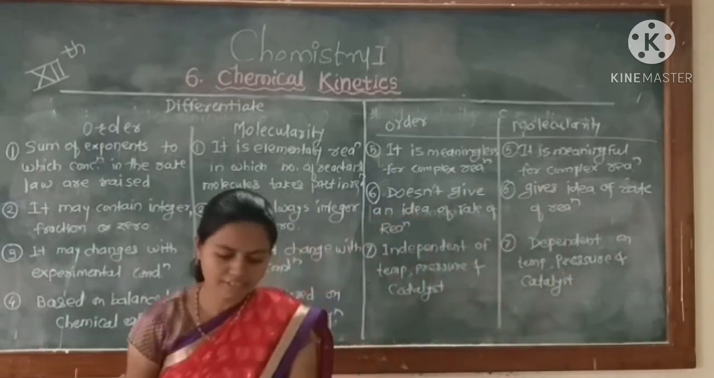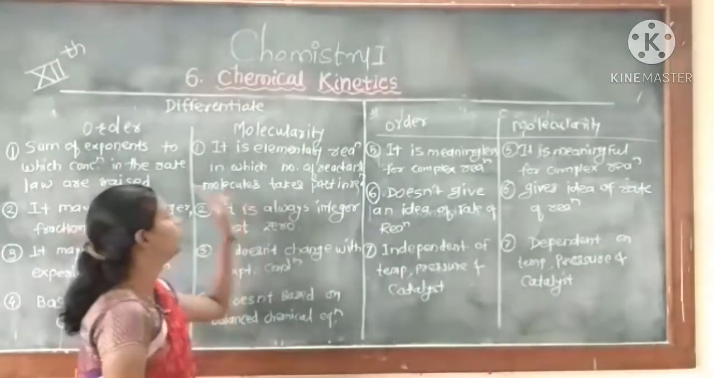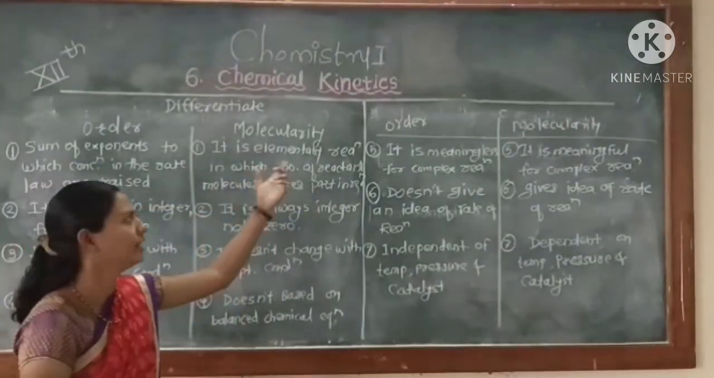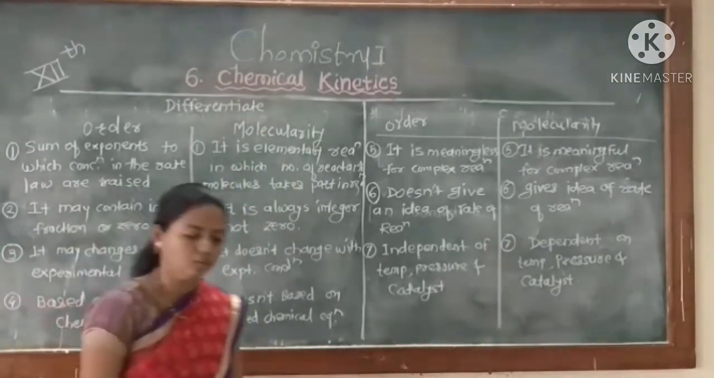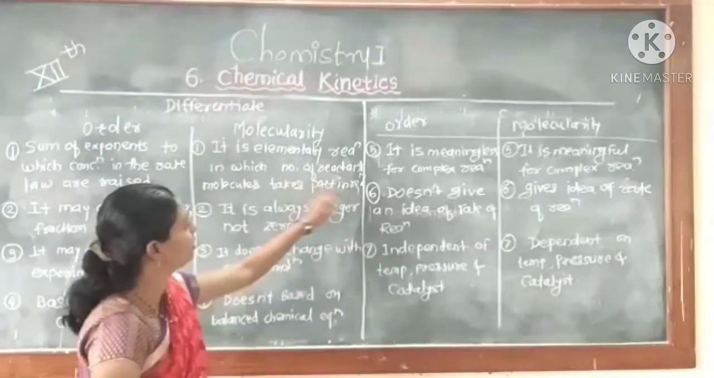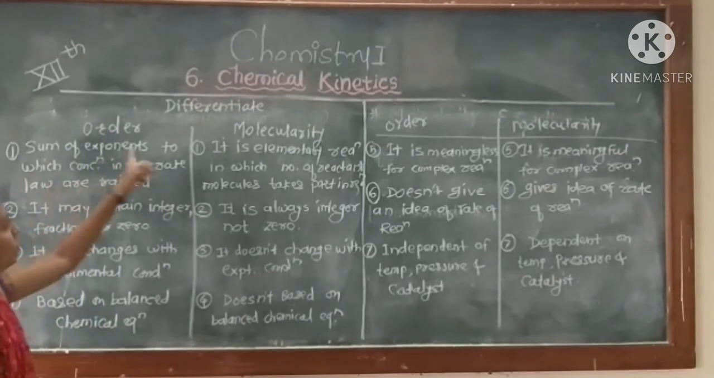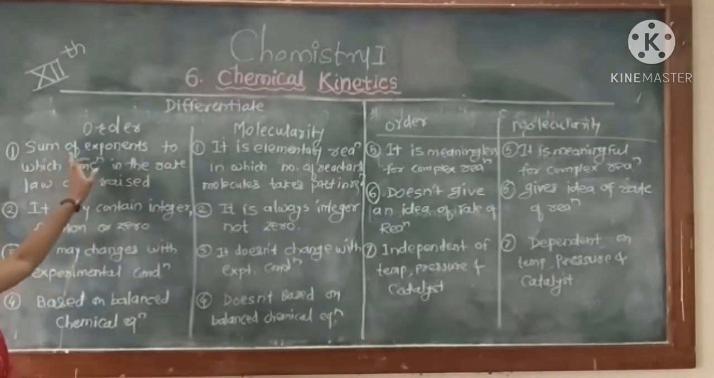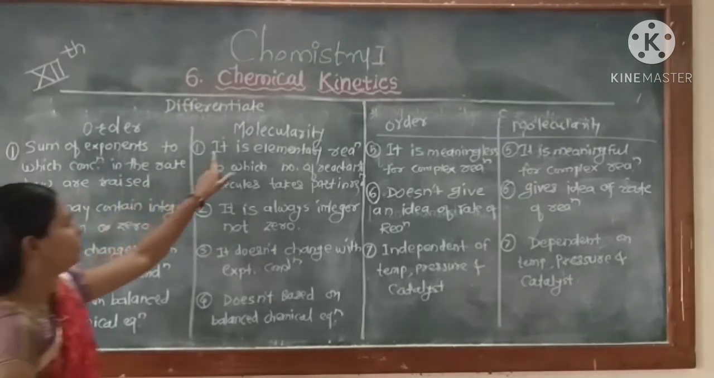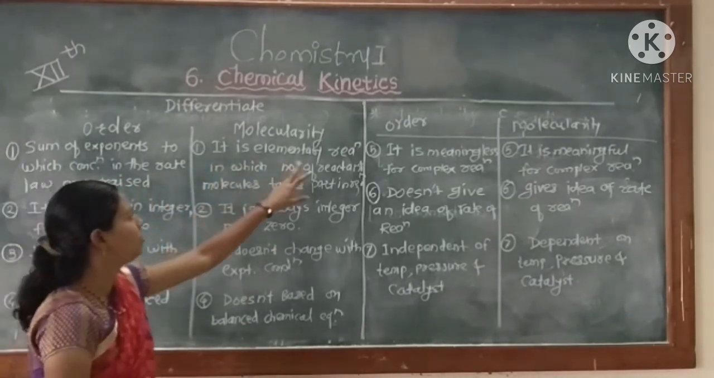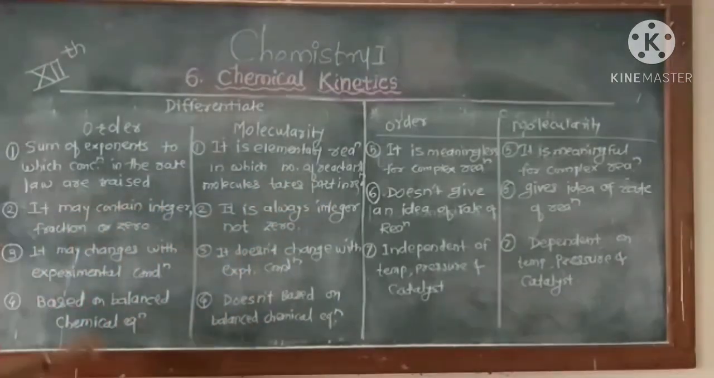We can write these differences here. The question may ask in the board exam for 2 marks, differentiate between order and molecularity. If we write only 4 points, then it is sufficient for 2 marks. I have given here 7 points for the difference. First we see the definition: order is the sum of exponents to which concentrations in the rate law are raised, and molecularity is the elementary reaction in which the number of reactant molecules take part in the reaction.